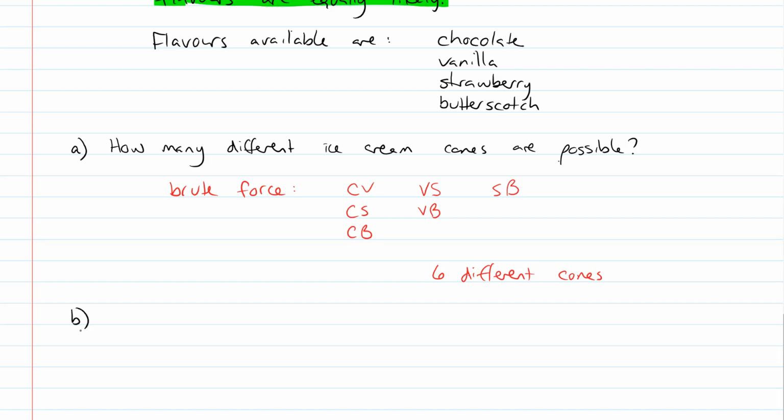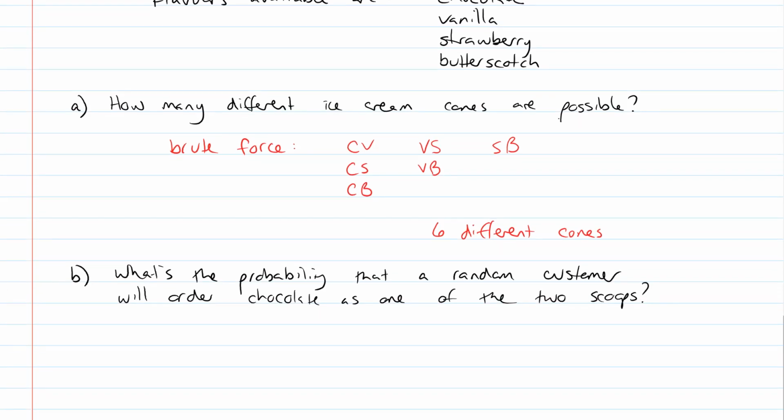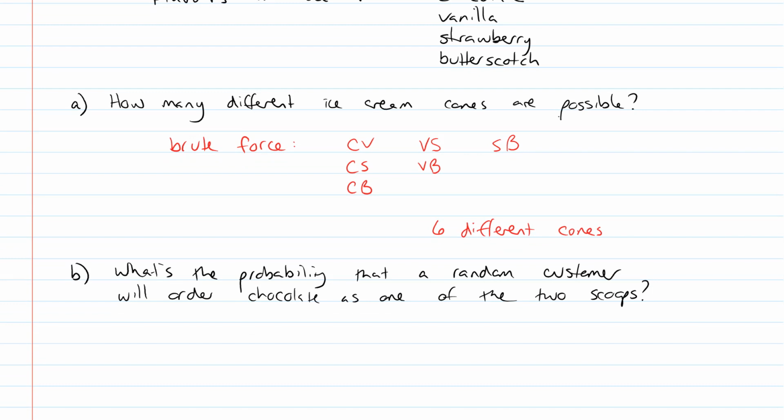So, part B, what's the probability that a random customer will order chocolate as one of the 2 scoops? Again, because all of the cones are equally likely, then we can say the probability of chocolate.